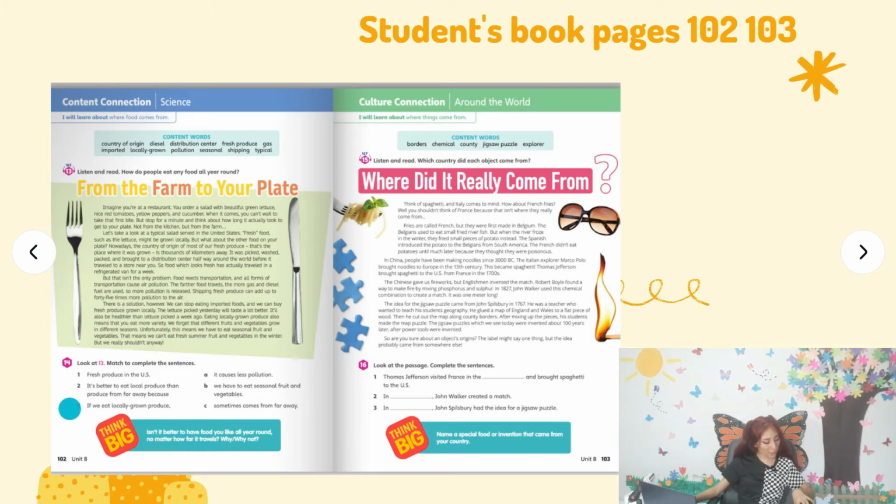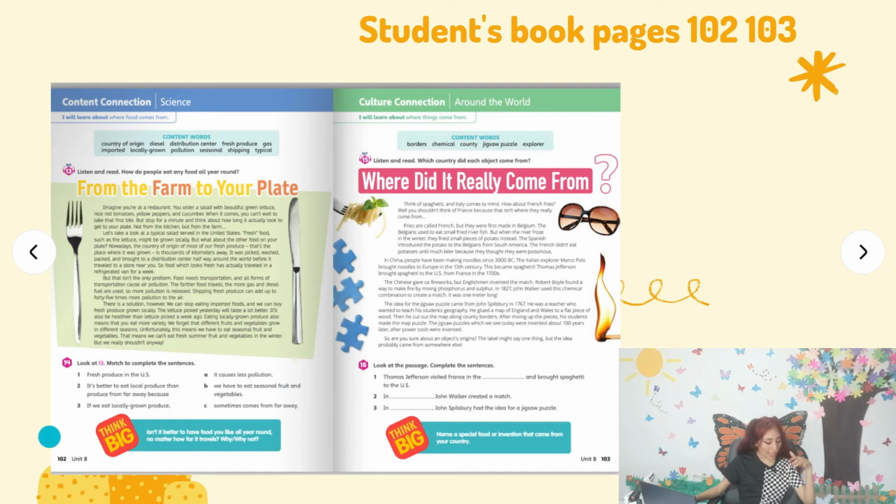Number 2, it's better to eat local produce than produce from far away because... Number 3, if we eat locally grown produce, so next we can go to letter A, it causes less pollution. Letter B, we have to eat seasonal fruit and vegetables. C, sometimes comes from far away, okay? So you just need to match, use different colors so you don't get confused matching this.